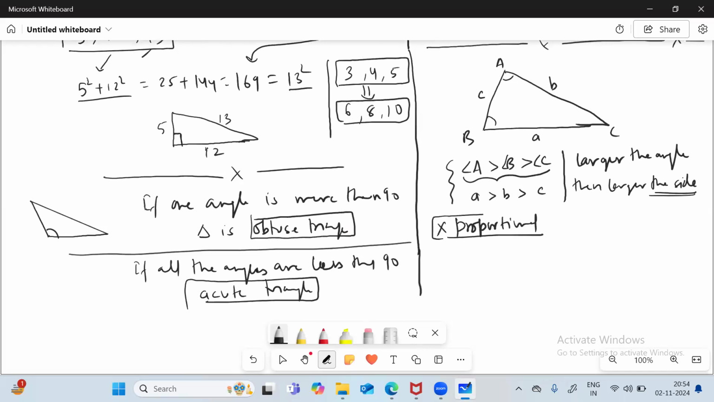This is not proportional. Let's say there is a triangle like this, 30, 60, 90, and the sides are in a ratio. Of course, I'll write the exact ratio here, but probably you might not know this ratio. What will be the ratio of the sides if the angles are 30, 60, 90?